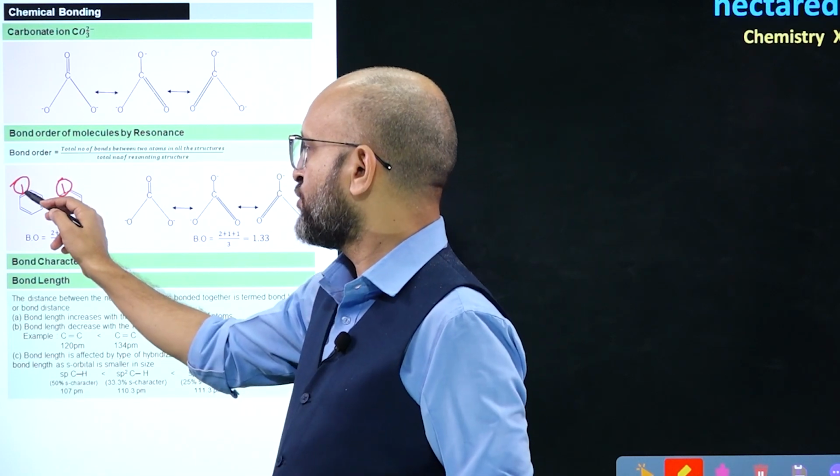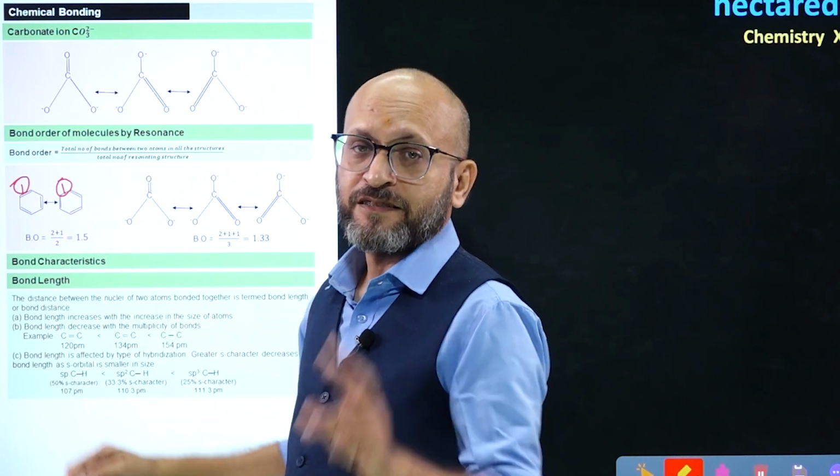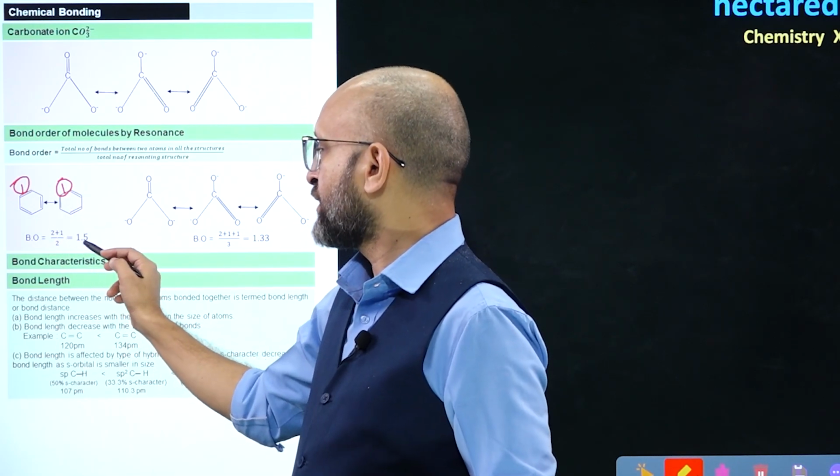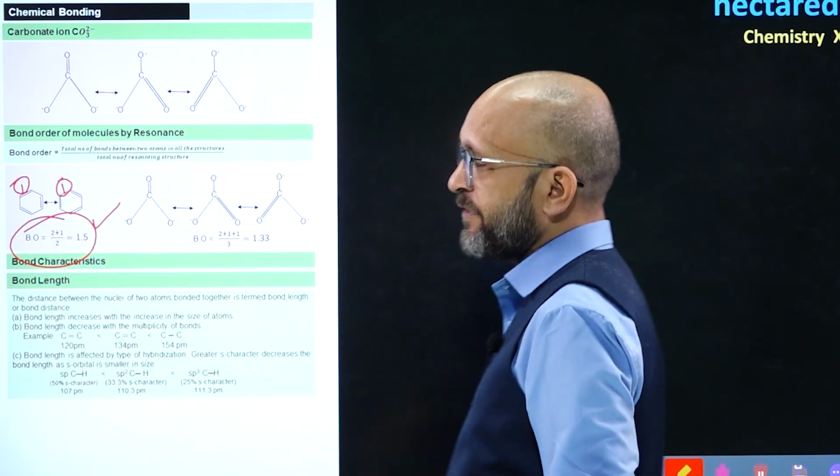How many bonds are there? 2, and here 1. So 2 plus 1, and the number of resonating structures is 2. So 2 plus 1 by 2, that is 1.5. So the bond order in benzene is 1.5.